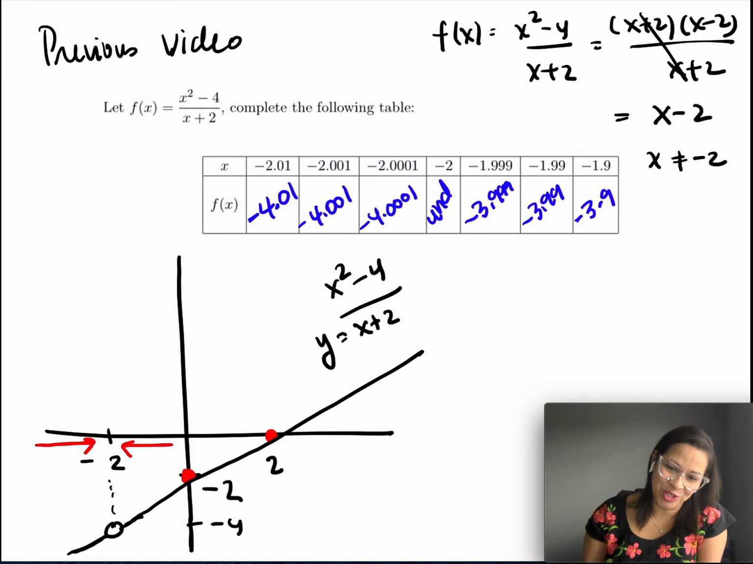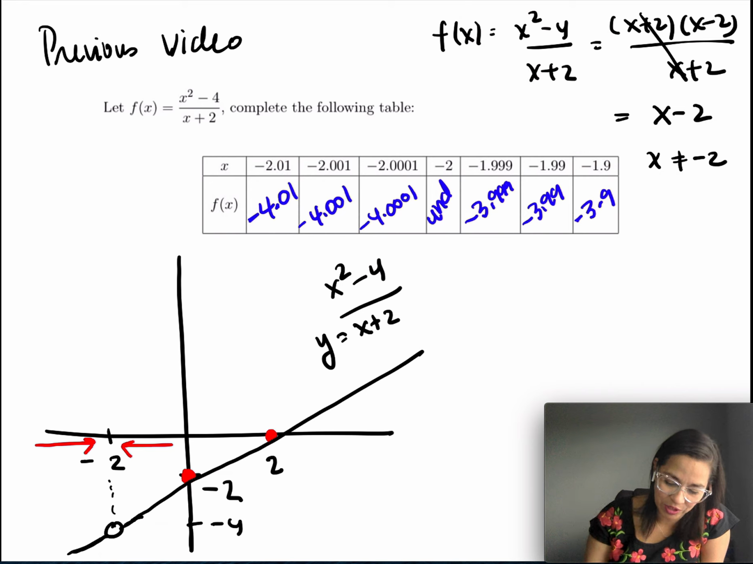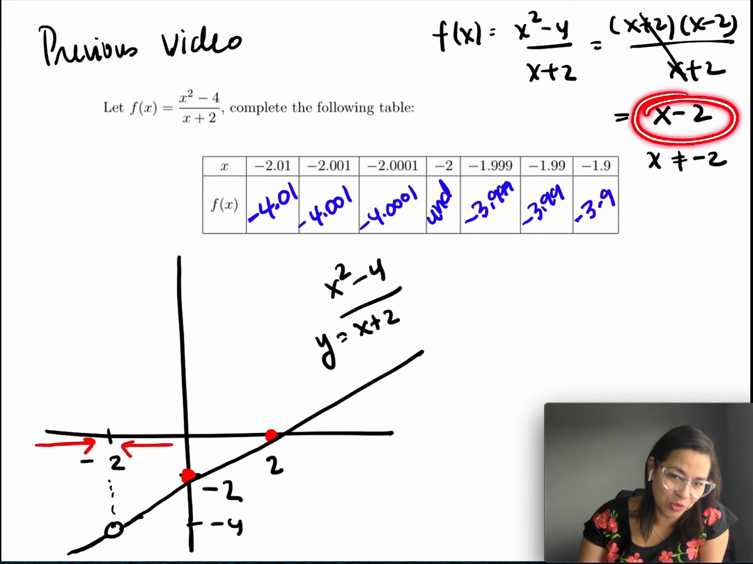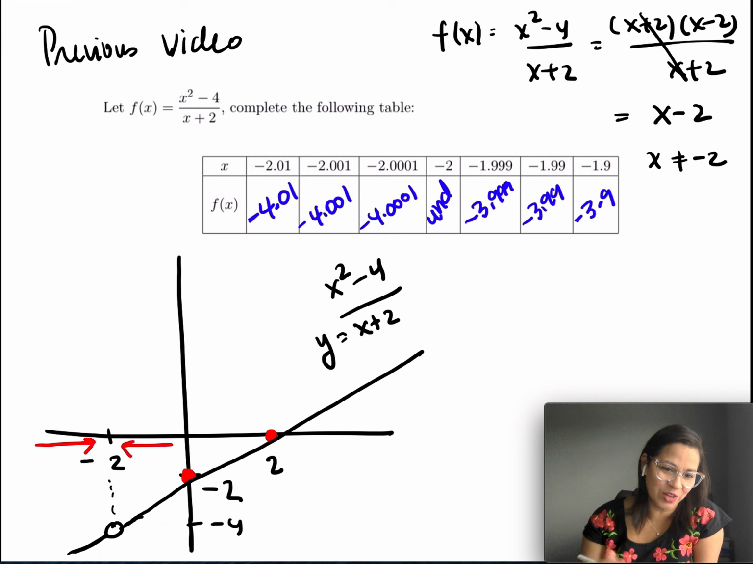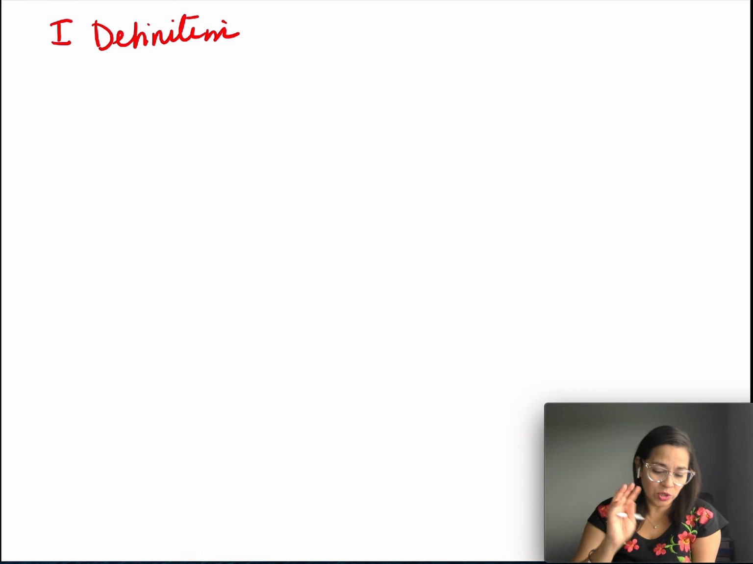Which is the same as just plugging in negative 2 into x minus 2. If you do negative 2 minus 2, you get negative 4. Okay? So that is the actual idea of the limit. Even if the function is not defined at a value, if the function approaches a number, then that's my limit. Okay, so let me define this.